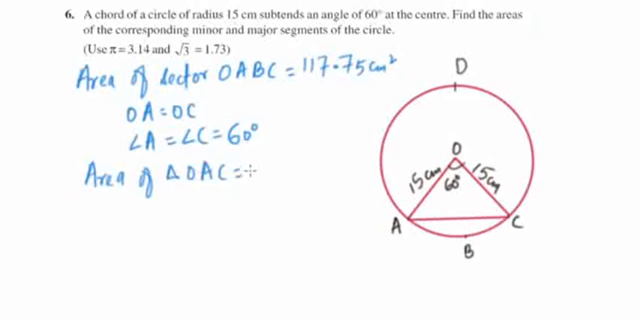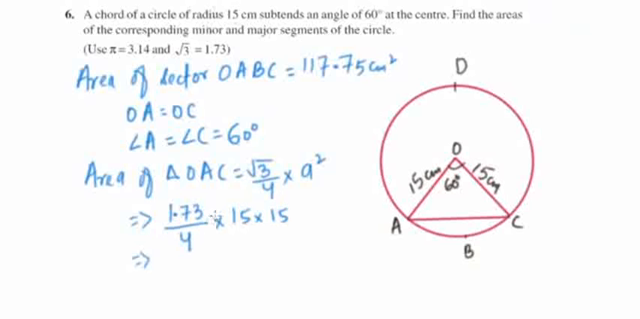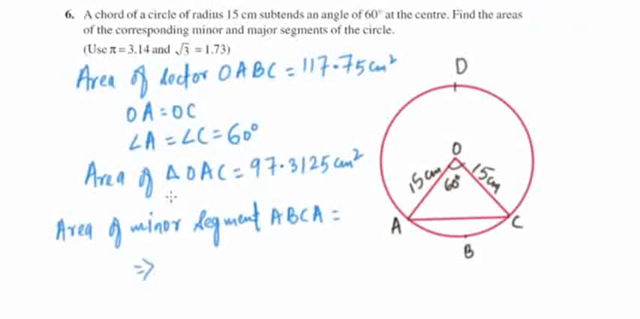We know the formula for the area of an equilateral triangle, that is root 3 by 4 into a square, where a is the side of the equilateral triangle. So we have the value of root 3, that is 1.73, divided by 4 multiplied by 15 into 15. On solving this, we'll get the area of triangle OAC as 97.3125 square centimeter.